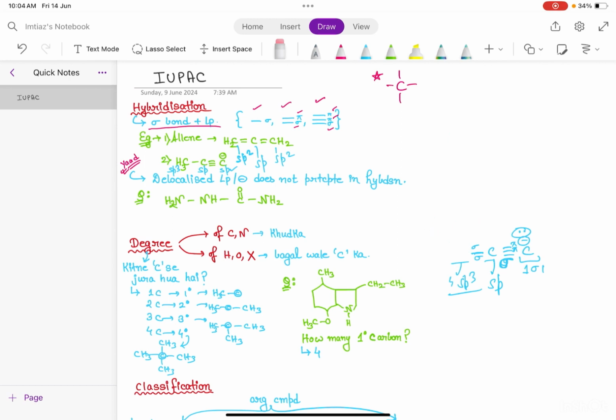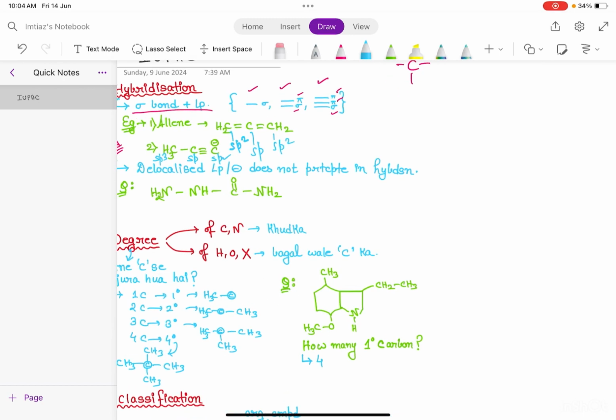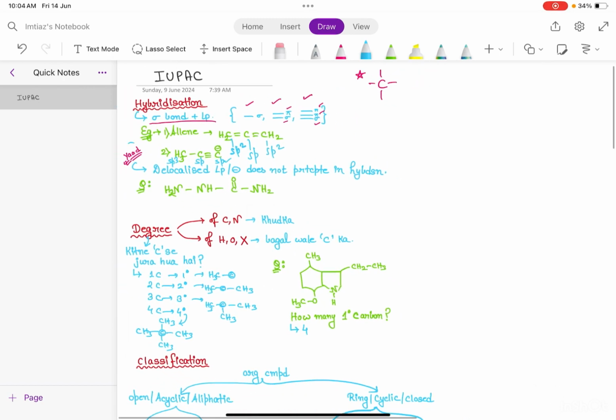So resonance is a topic that we will be dealing with in general organic chemistry. Right now, just remember this: any lone pair that goes in resonance is known as a delocalized lone pair, and it does not participate in hybridization.